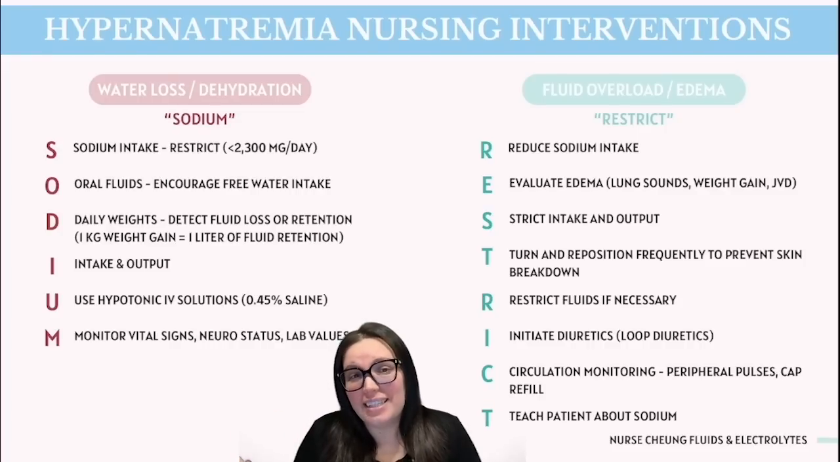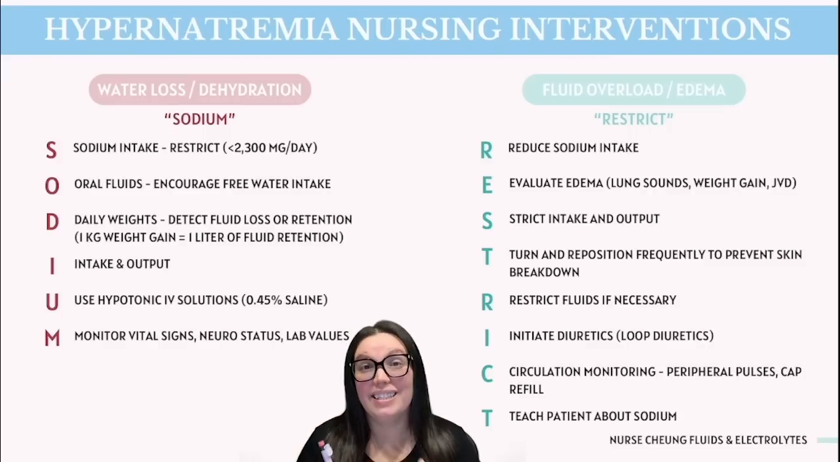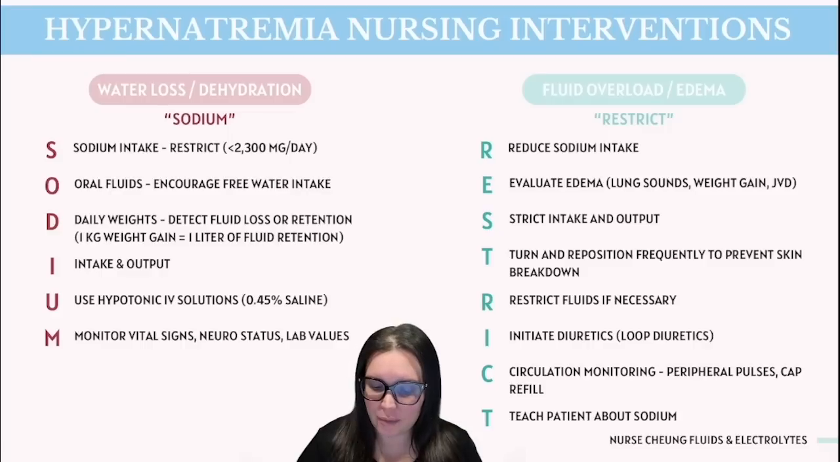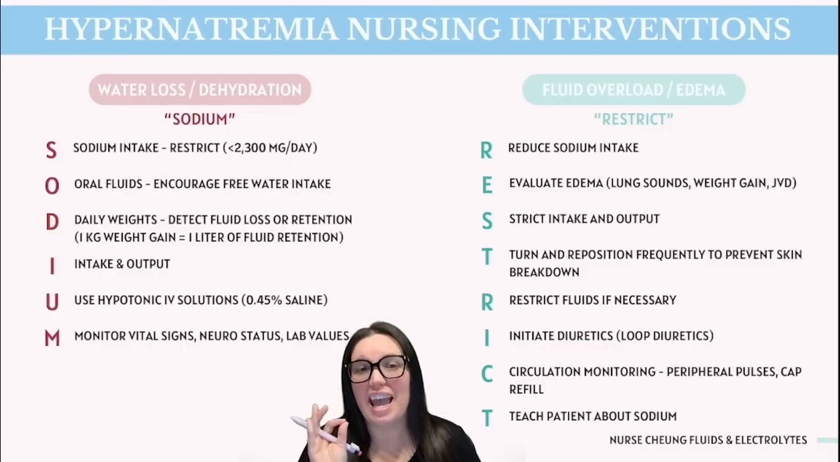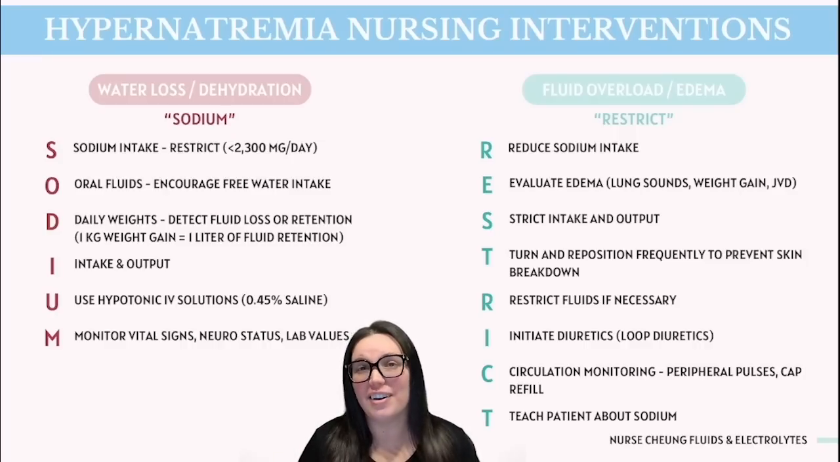In some cases, we may need to take it a step further and actually restrict fluids. This means carefully limiting the amount of water or other fluids the patient drinks, especially if they're retaining too much. If fluid overload is severe, we're most likely going to be looking at initiating some kind of diuretic, more specifically a loop diuretic like furosemide, also known as Lasix. These medications help get rid of excess body water and sodium by increasing our urinary output.